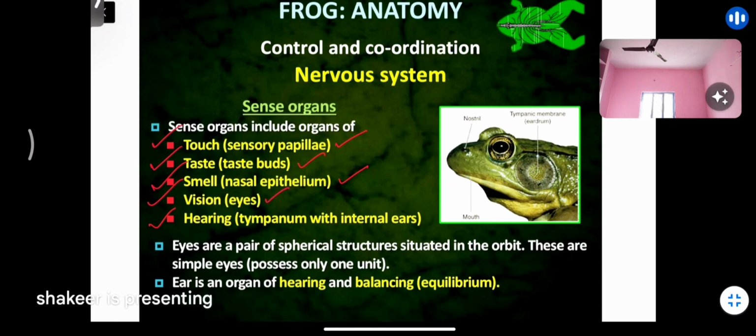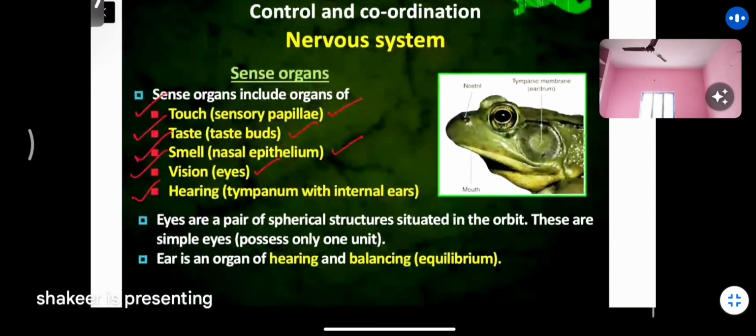Next, for vision, the eyes are responsible. And for hearing, there is a tympanum with internal ears. For the frog you cannot see the ears which we have. There will be a membrane which vibrates. Clear? It senses the vibrations in the atmosphere, and sensing those vibrations, the brain of the frog analyzes what type of sound it is getting. Are you able to understand? We do have a vibrating structure, but it is present very deep inside the ear. But in the case of the frog, it is present on the outside surface itself. Clear? And the ears are internal.